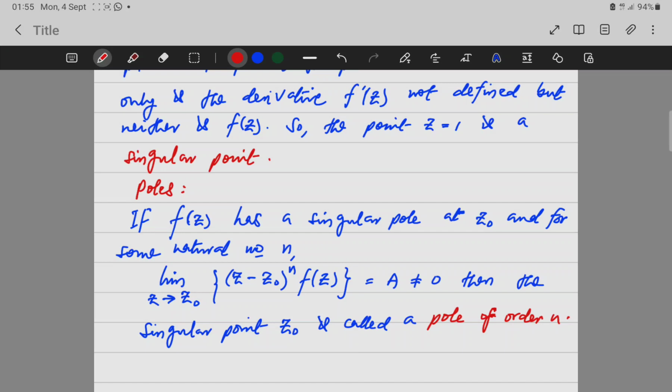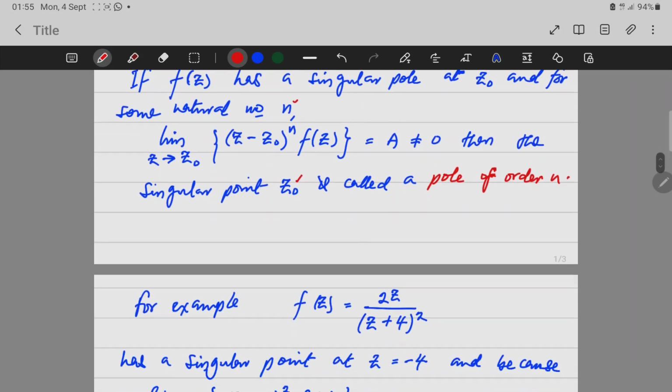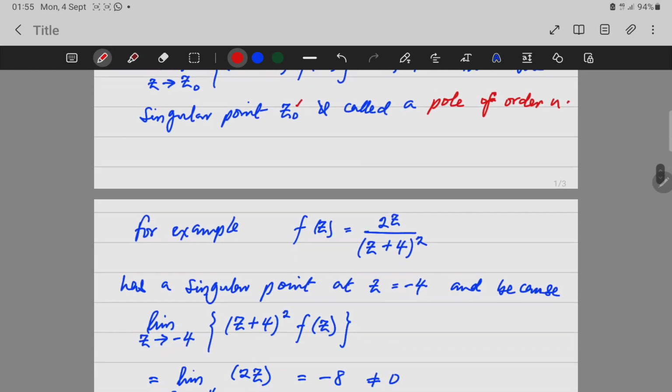We say that if f of z has a singular point at z equals z naught, and for some natural number n, the limit as z goes to z naught of z minus z naught raised to power n times f of z is equal to a, and a is not equal to 0, then the singular point z naught is called a pole of order n. For example, let's look at this function.